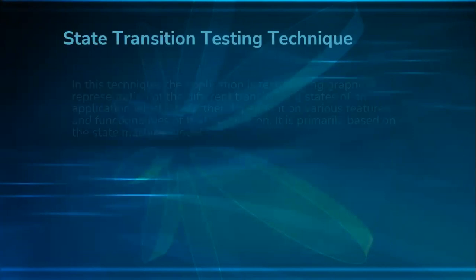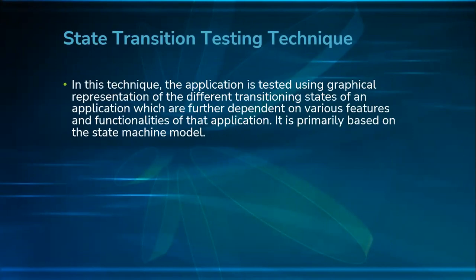That takes us to state transition. What is state transition? In this technique, the application is tested using a graphical representation of different transition states of an application, which are further dependent on various features and functionalities of this application. It is primarily based on the state machine model.